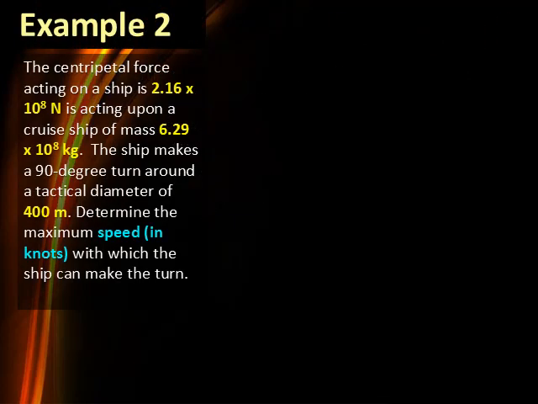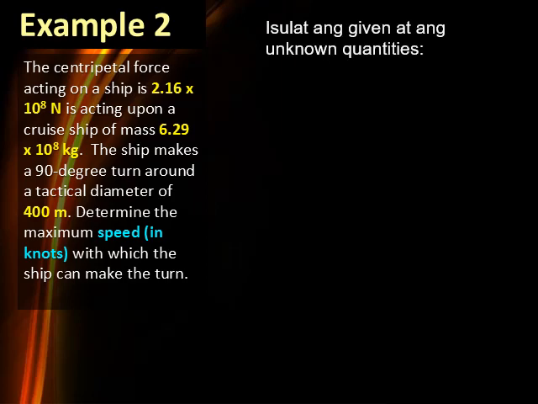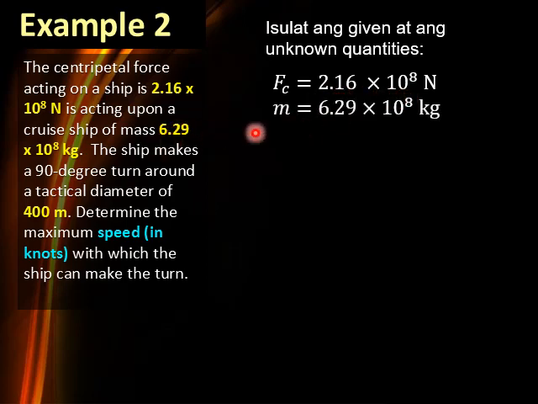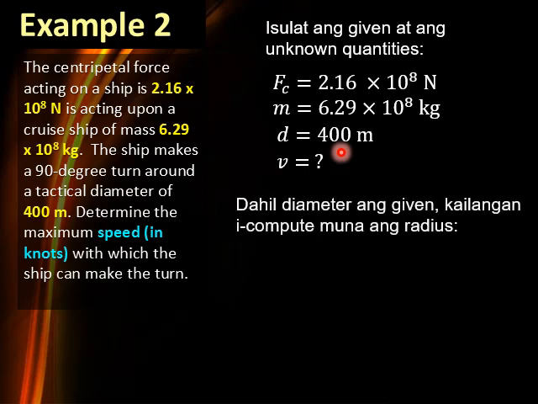Okay, so again, kukunin muna natin lahat ng mga given and unknown quantities. So we have an Fc, or the centripetal force, of 2.16 times 10 to the 8 newtons. And then you have a mass of 6.29 times 10 to the 8 kilograms. And you have a diameter, tactical diameter of 400 meters. So what is the value of the speed? Okay, in knots. Okay? So, ibig sabihin, magkakaroon tayo ng conversion dito. Kasi yung makukuha nating sagot mamaya will be in meters per second.